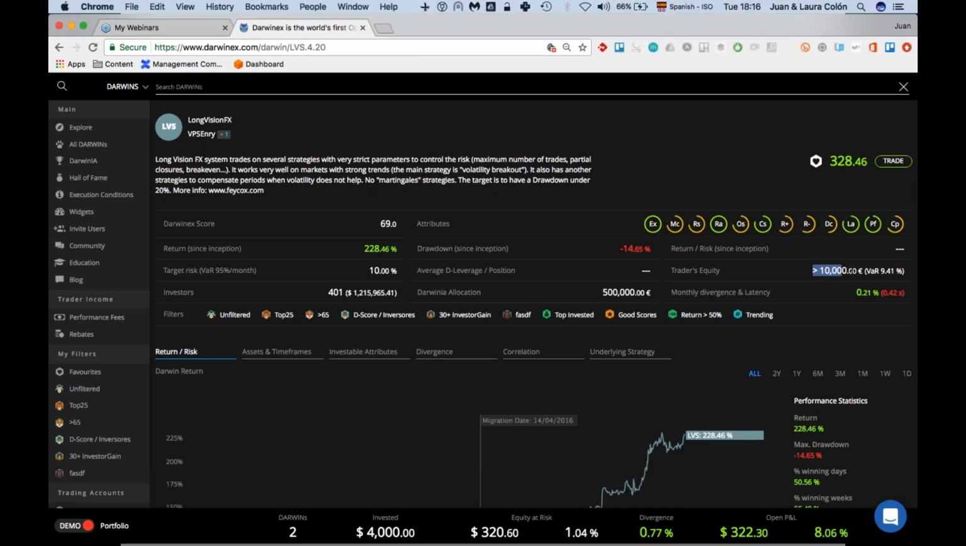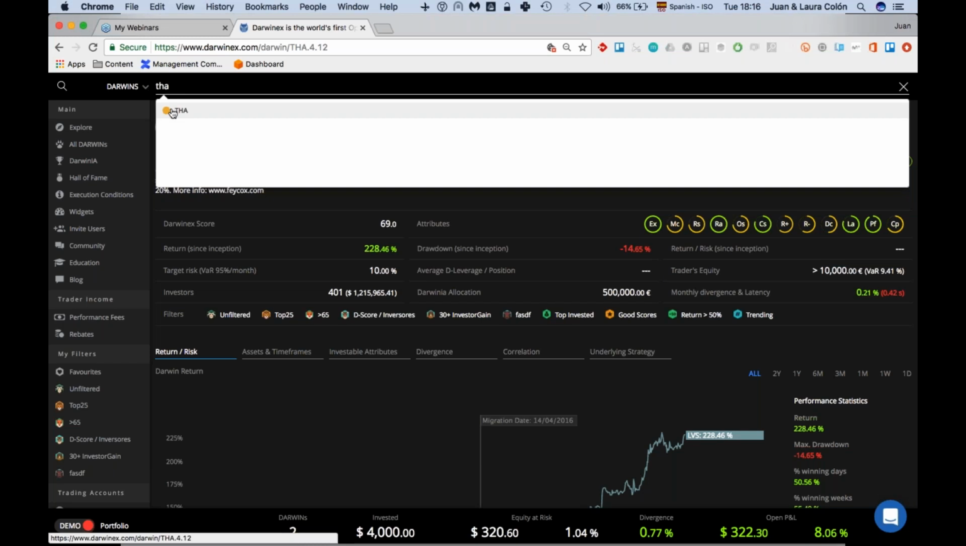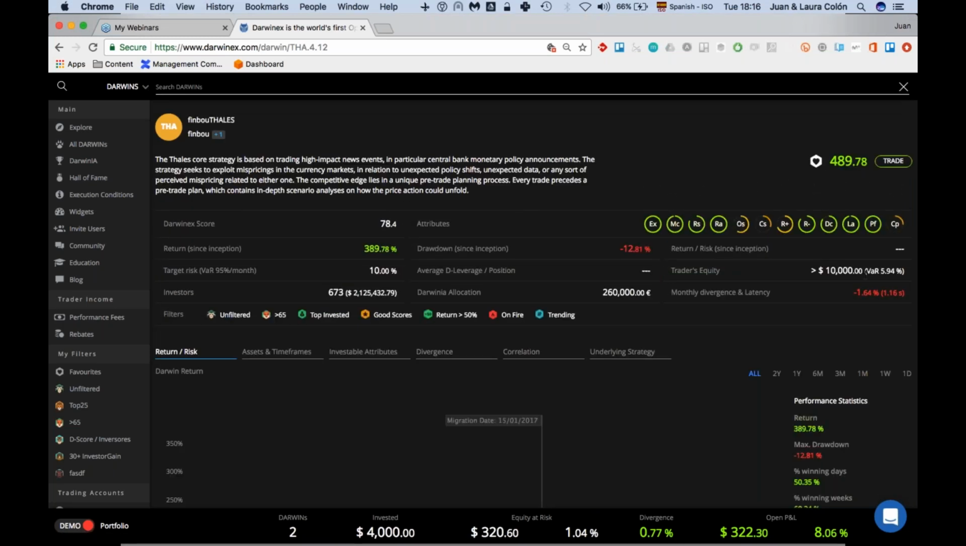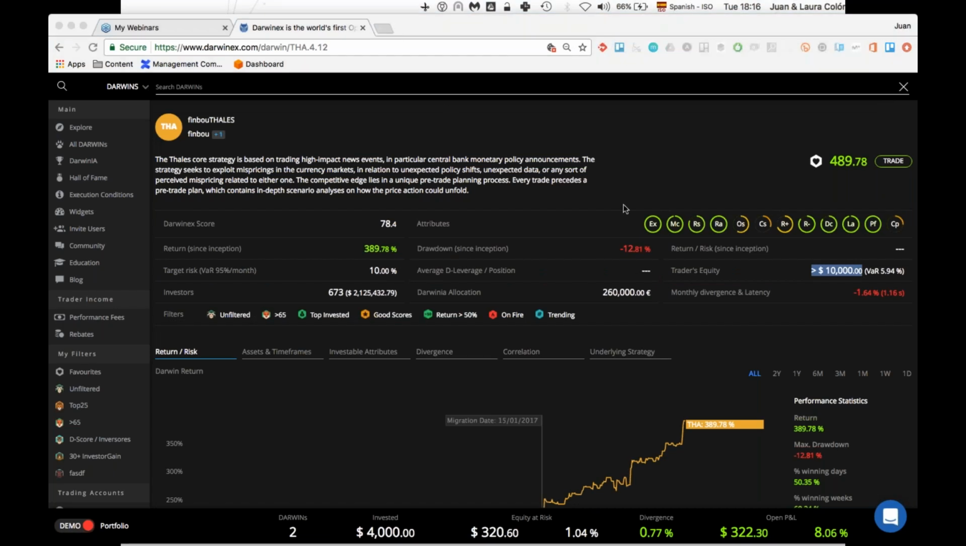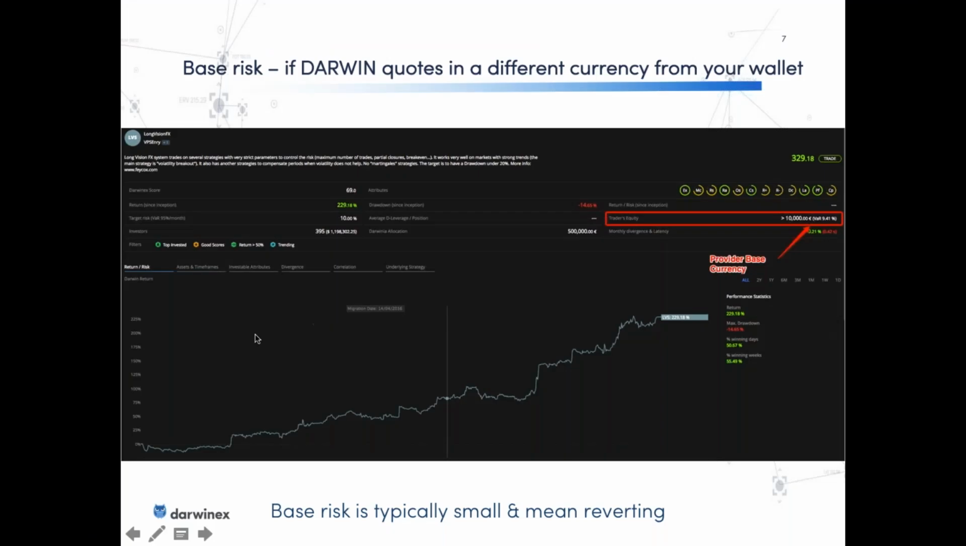So when we show the trader's equity, you see that LVS, the provider, has a euro base currency, whereas there'll be others like, say, THA, who have a US dollar base currency. That's where, and obviously you know your own currency, so that's where you can find out whether or not you're exposed to base currency risk.